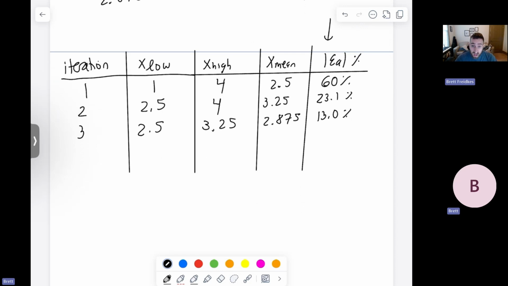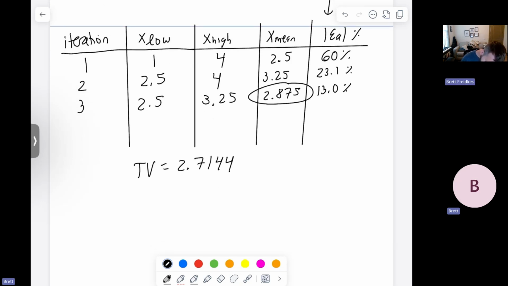Which doesn't bear a lot of confidence in our root. The true root in this problem is 2.7144. With that final guess, our relative true error was something like close to 5.9% or something like that. Which is fine. I mean, it's not awful, but it is just an approximation.